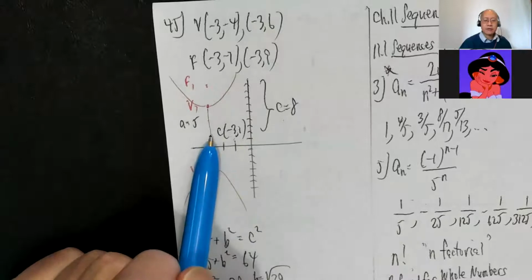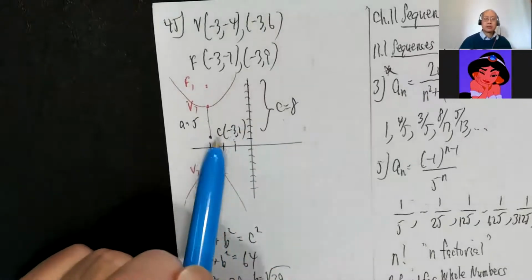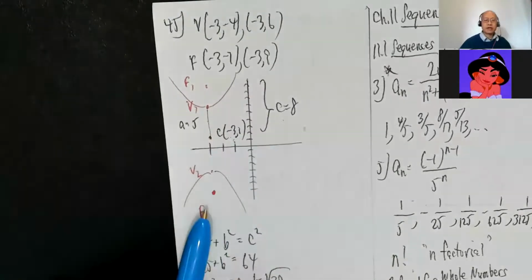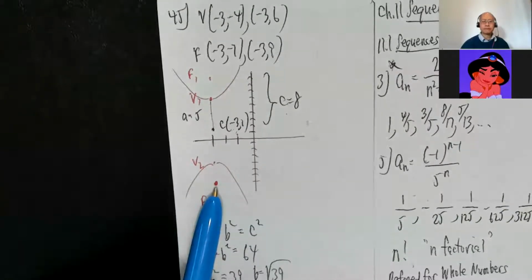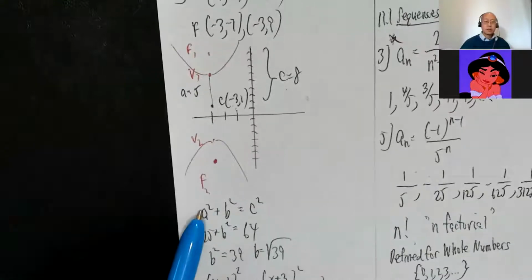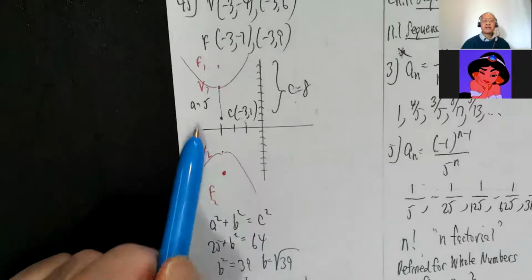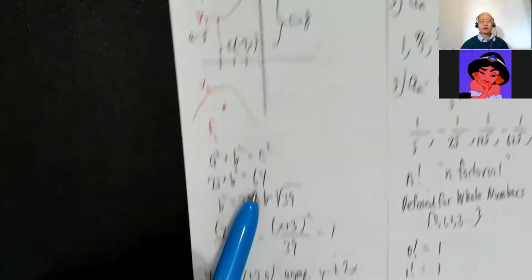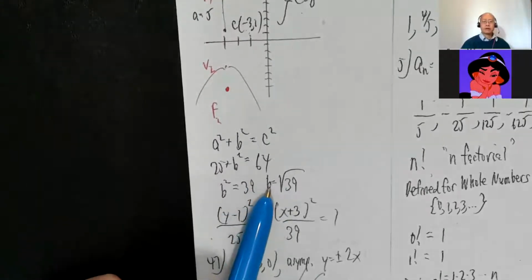So a is 5, so it's 5 units to either vertex. c is 8. So from -3, 1 up to -3, 9 is 8 units, or -3, 1 down to -3, -7 is also 8 units. Okay, a squared plus b squared equals c squared. a is 5, so this is 25. c is 8, so this is 64. b squared equals 39. b is radical 39. Okay, so I have everything I need.